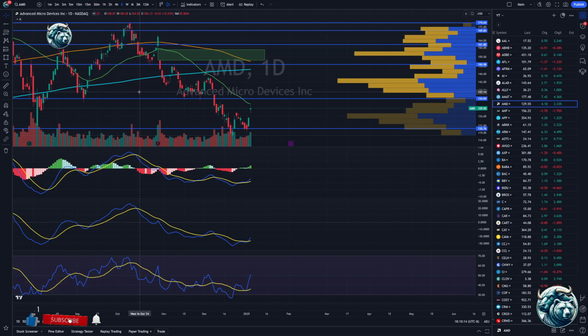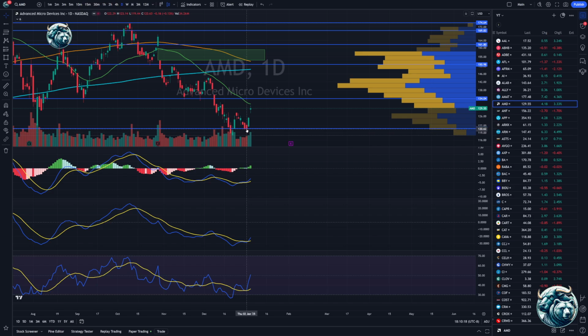And also what is pretty obvious is that you had this move to the downside, and we might actually be starting a reversal for AMD, which is something that I've been mentioning for a while. I do have calls on AMD, and I'm not planning to sell them, but it seems like we might get a continuation to the upside.